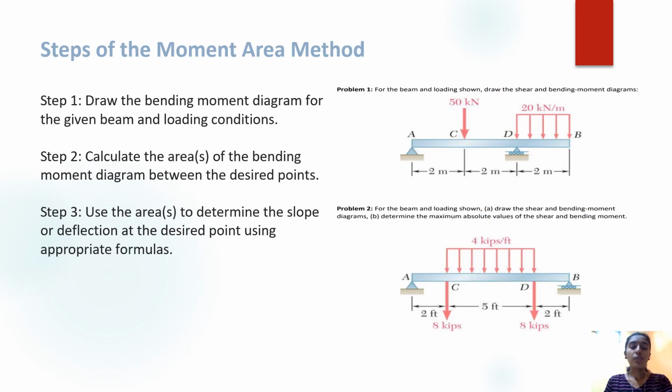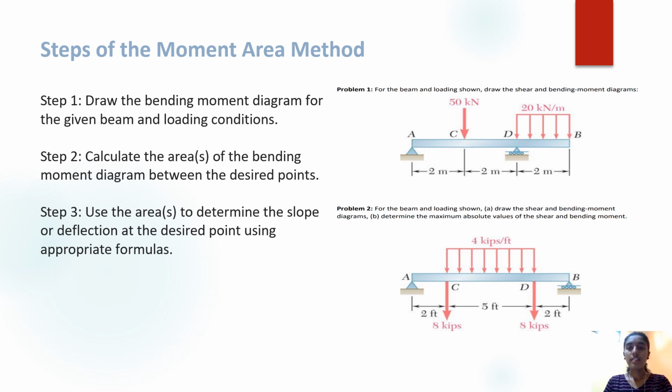The steps involved to find slope and deflection in the moment area method are: Number 1. Draw the bending moment diagram for the given beam and loading conditions. Number 2. Calculate the areas of the bending moment diagram between the desired points. Number 3. Use the areas to determine the slope or deflection at the desired point using the appropriate formula.